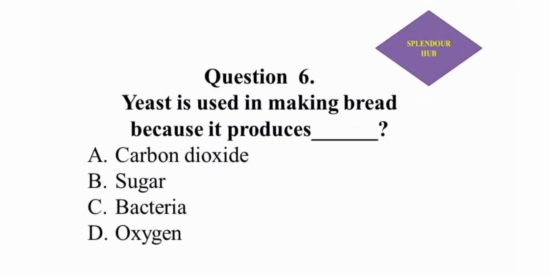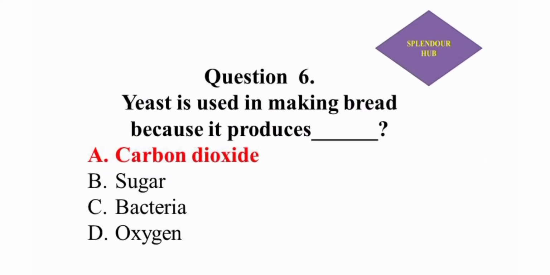Question 6. Yeast is used in making bread because it produces option A carbon dioxide, option B sugar, option C bacteria, option D oxygen. Answer: yeast is used in making bread because it produces carbon dioxide.